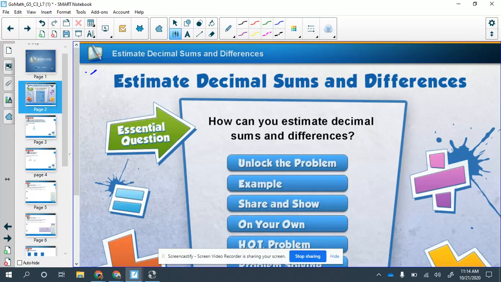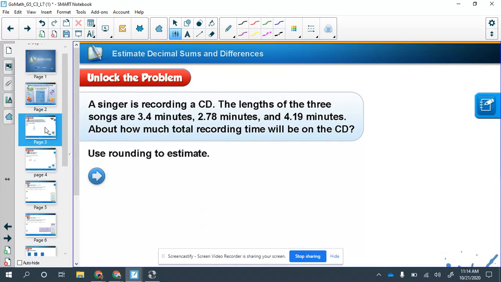And today we're going to be looking at how can you estimate decimal sums and differences. So we're going to be estimating, adding, and subtracting of decimals. We're going to use two different methods. The first method that we're going to use is rounding to help us to estimate.